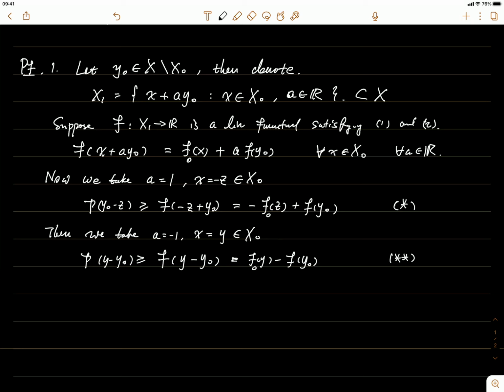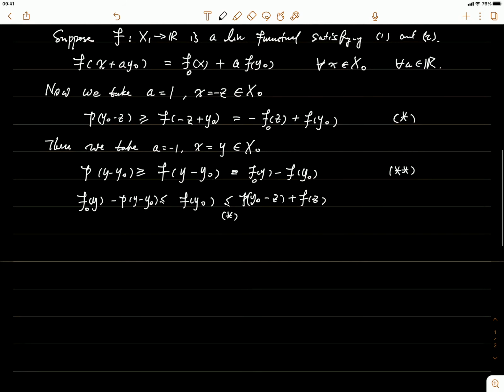So now you can see from the star, I know that f of y naught should be less than or equal to p of y naught minus z plus f of z. This is because of star. On the other hand, I should say that this f of y naught should be greater than or equal to f naught of y minus p of y minus y naught. Okay, and this one is due to x double star. This should be true for any y and any z from x naught.